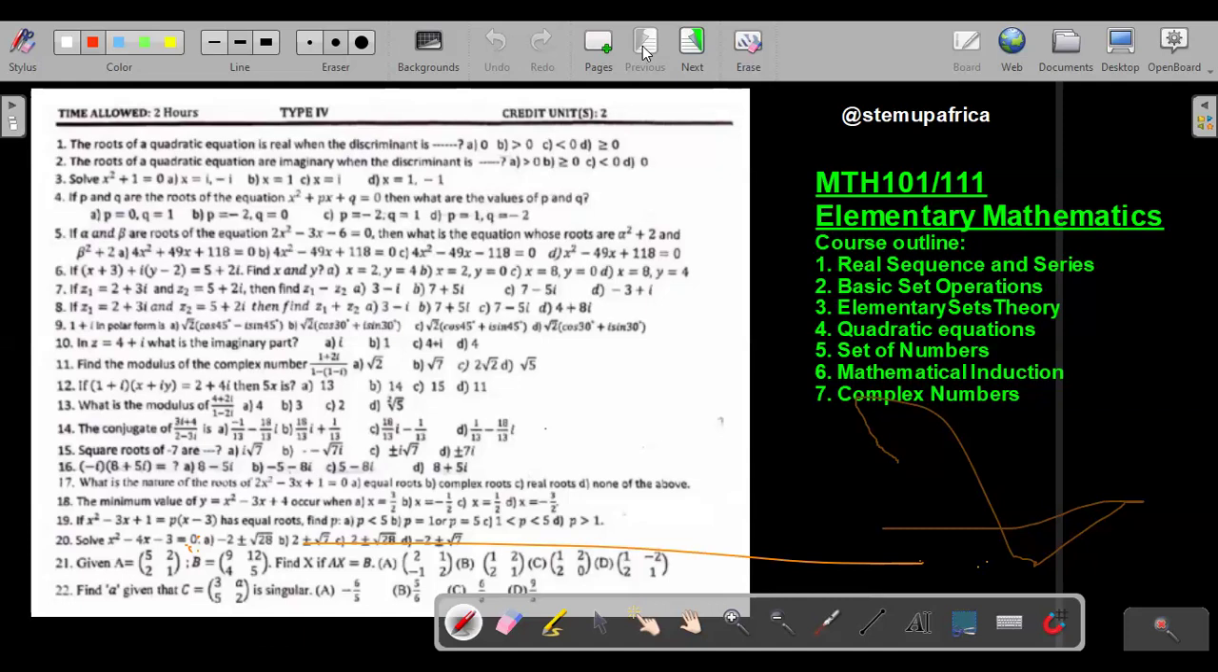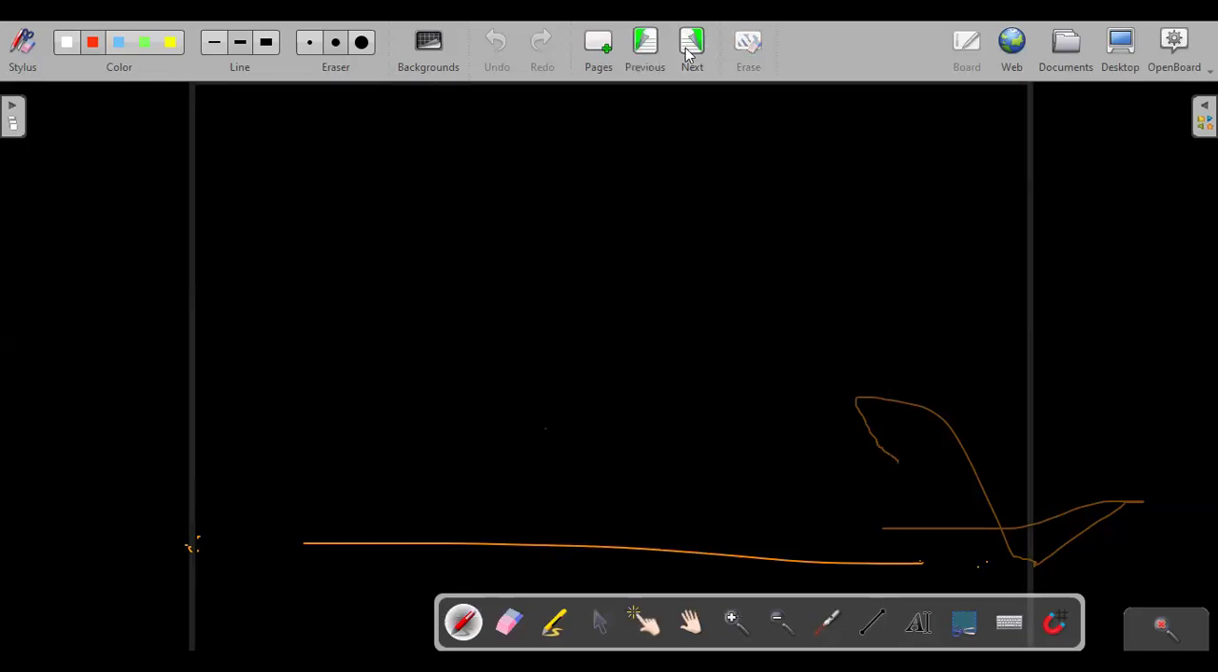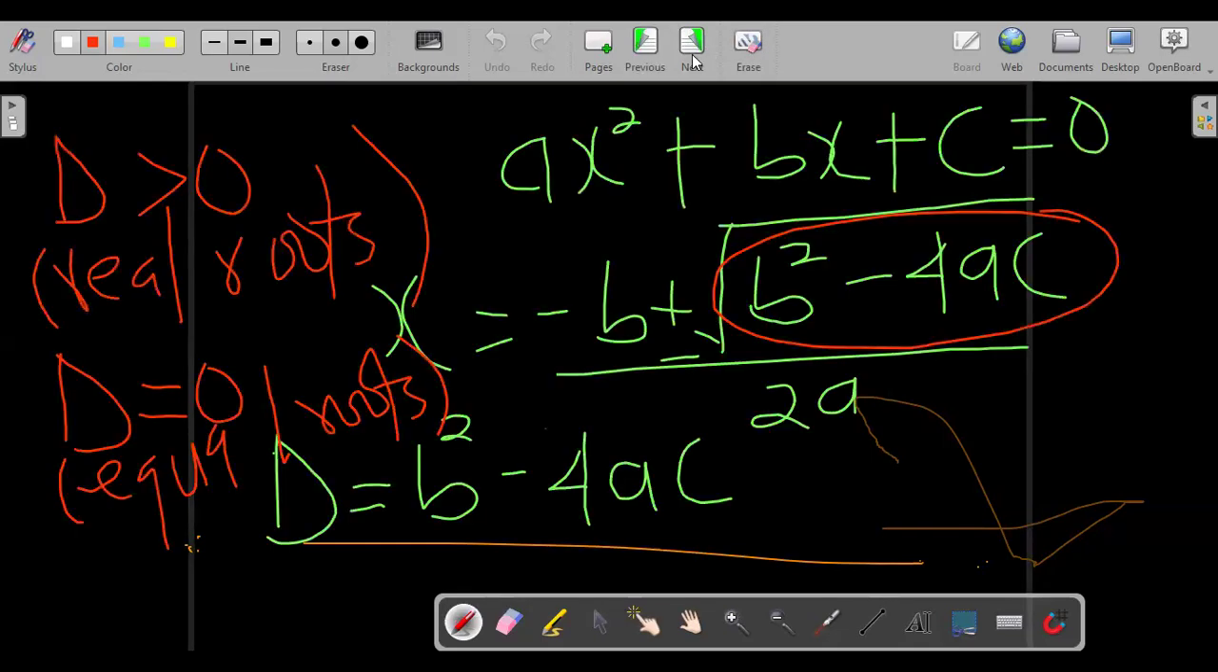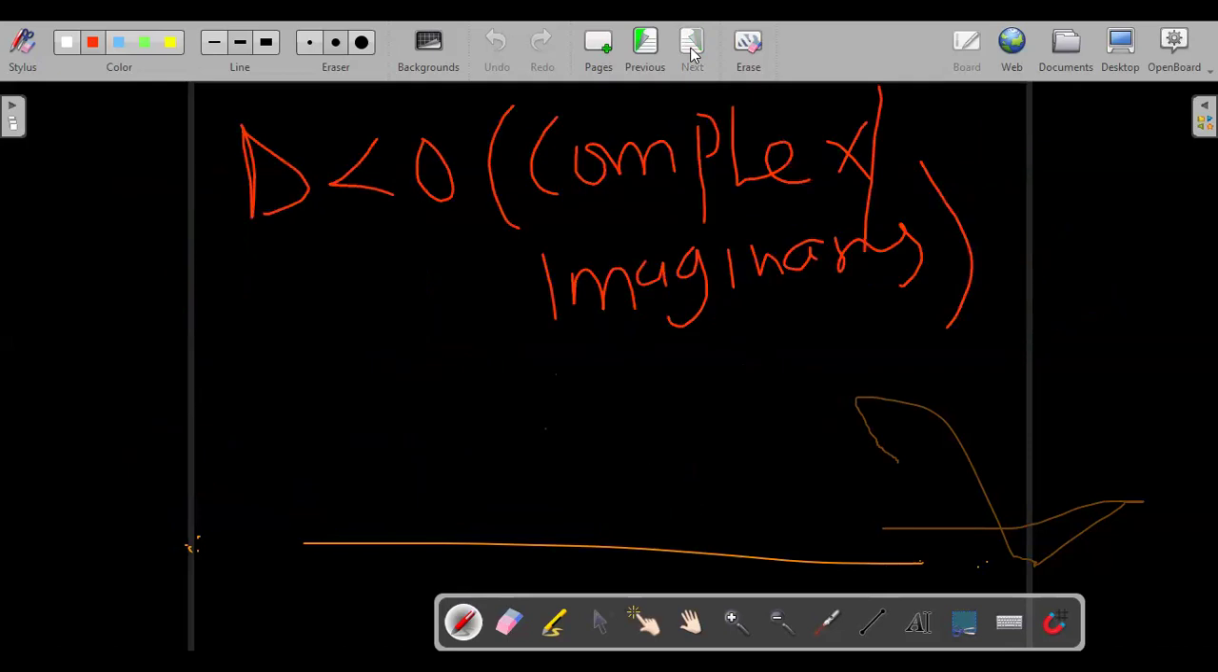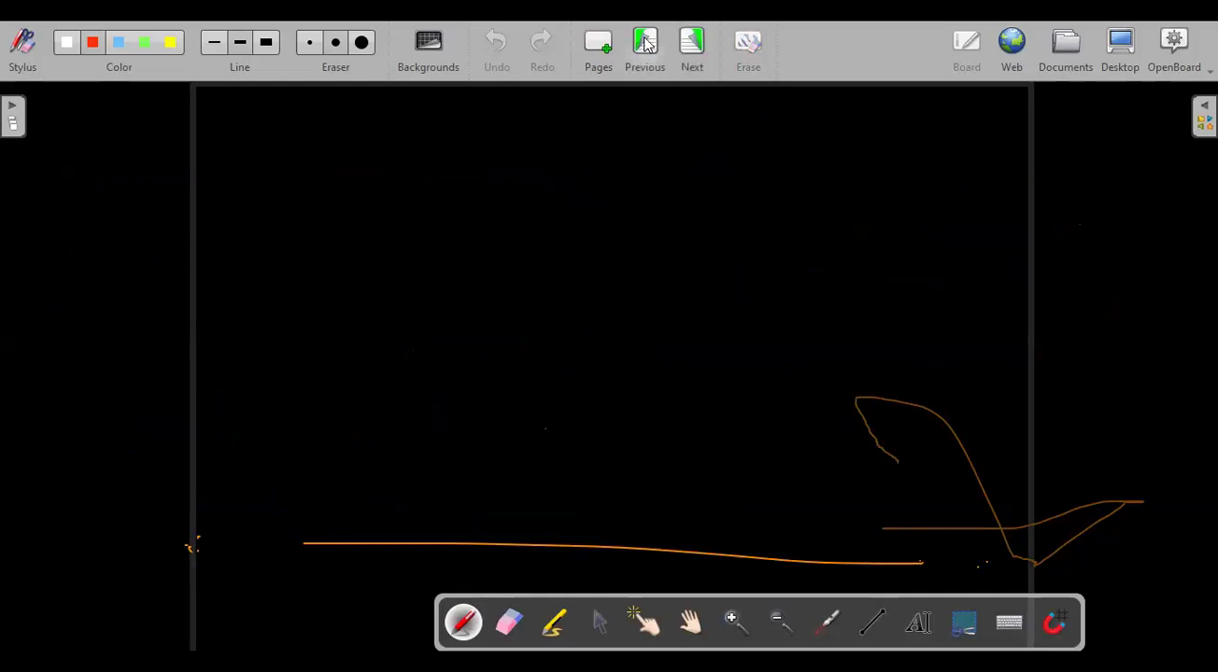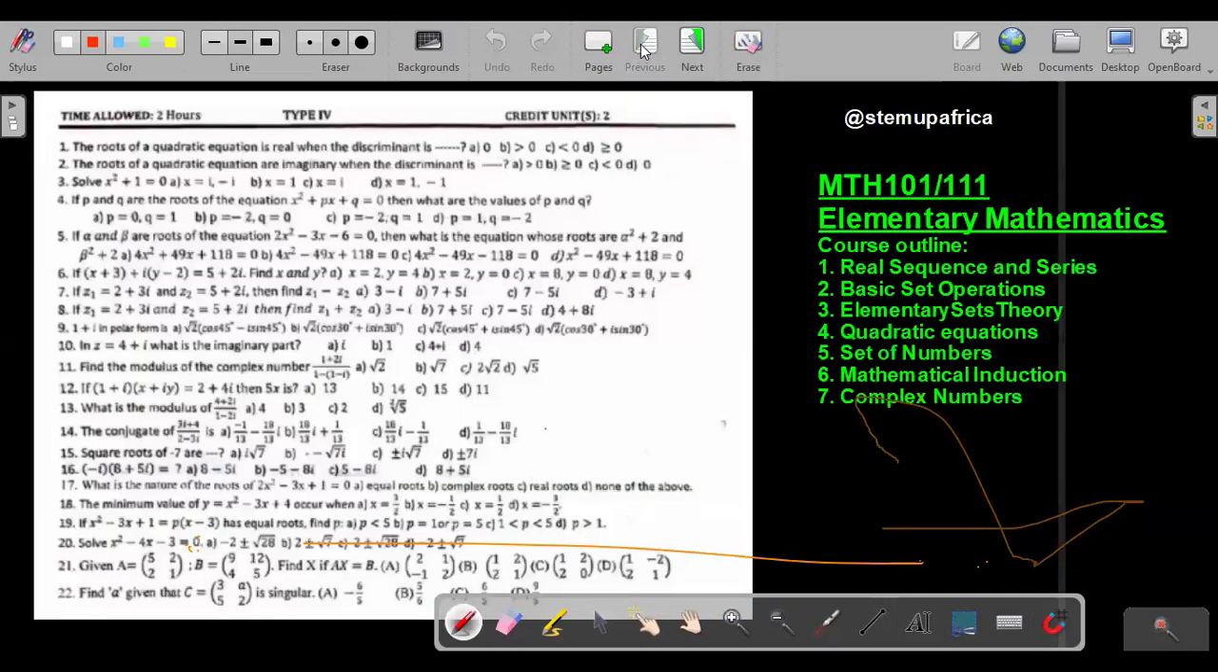Question 2 is similar to question 1. It says the roots of a quadratic equation are imaginary. Where the discriminant is what? Let's go back and see imaginary. For imaginary roots, look at what we said. For imaginary roots, our D is less than 0. So the answer is D is less than 0. That is the answer to that question.